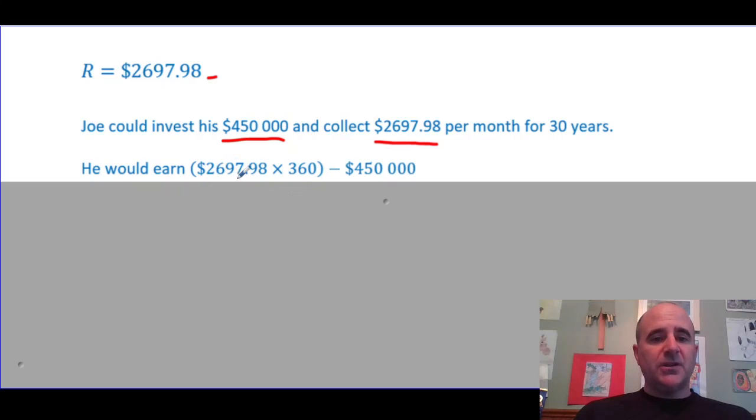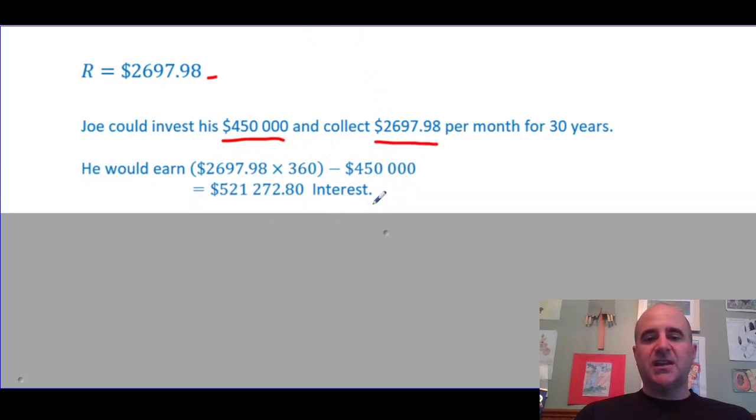So really, Joe collects this money right here in brackets. He gets $2,697.98 360 times, and that only costs him $450,000. So he's going to get more money than he put in because of the interest. So the difference is the interest. Again, another massive number for interest, $521,000 in interest. 30 years over 6%, you're going to find that there is a lot of interest.